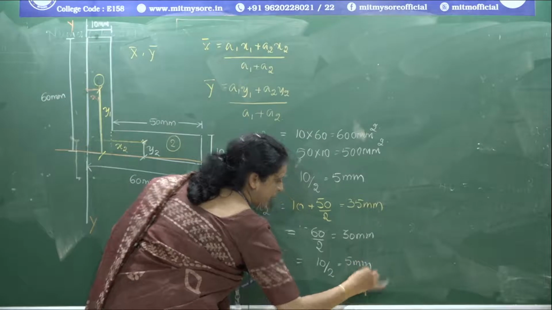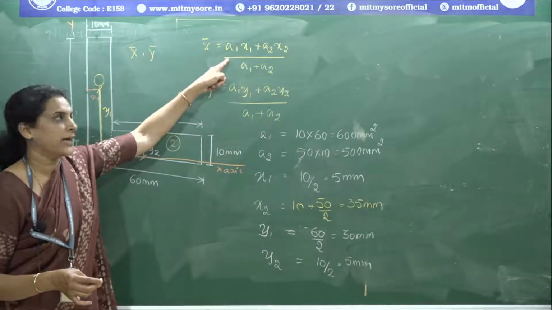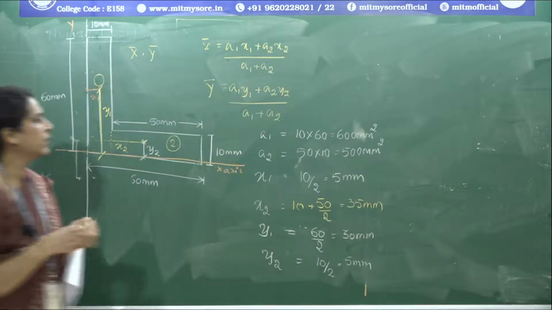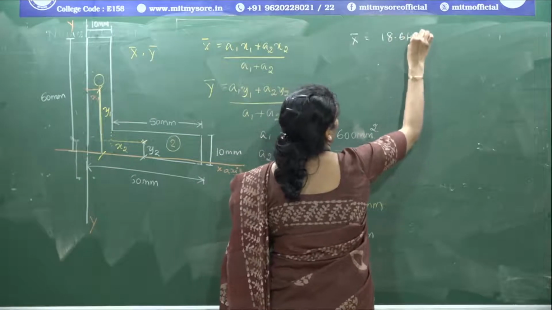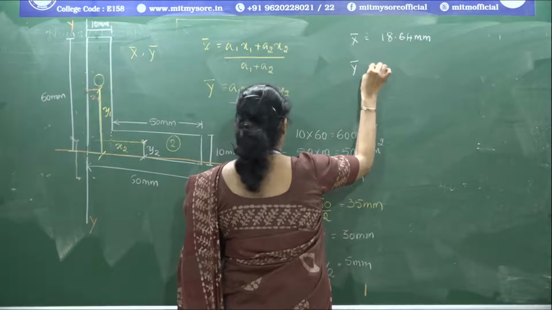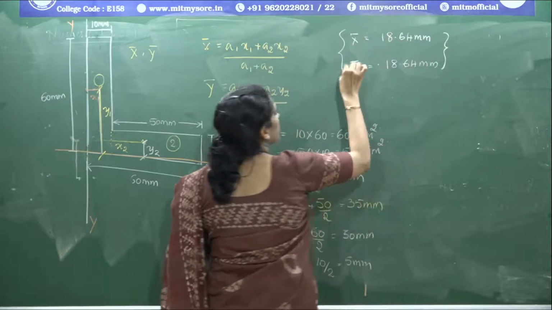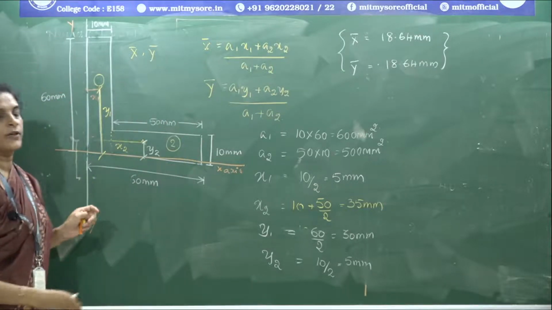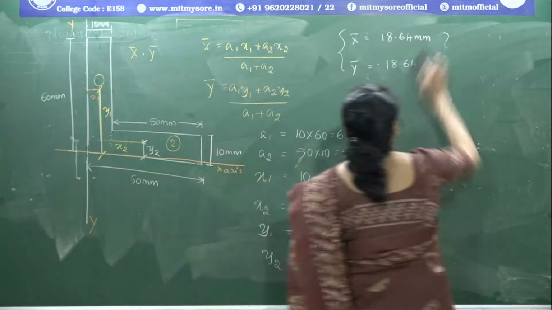We get 5 mm. Now upon substituting all these values here, we get the value of x bar and y bar. Upon substituting, we get x bar as 18.64 millimeter and y bar as 18.64 millimeter. So here is the centroid for this composite area. We can just observe. Moving on to the next problem.